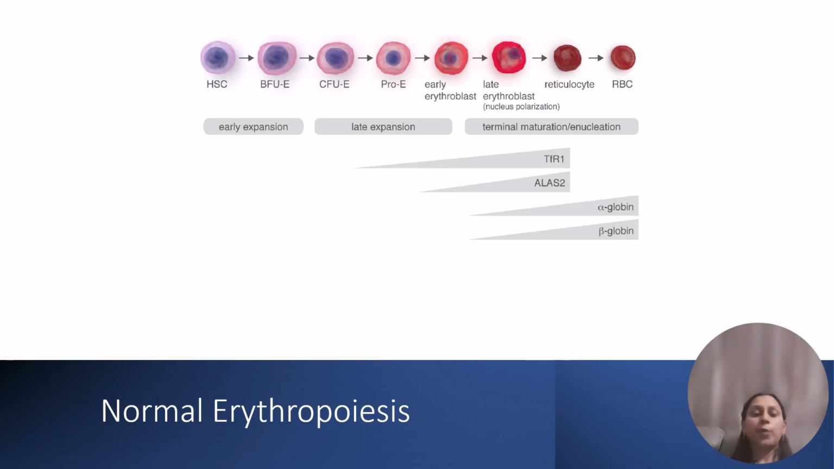So this is how normal erythropoiesis happens. We have the hematopoietic stem cell progressing to burst forming unit, colony forming unit, proerythroblast, early erythroblast, late erythroblast, which includes polarization of the nucleus. Following that, there is reticulocyte formation, and finally RBCs, where the enucleation takes place. If you see here, the transferrin receptors are highest expressed in the late erythroblast and reticulocyte stages. This is when transferrin receptor 1 is activated, and it takes in iron from the circulation for production of hemoglobin. And in the final stage, there is alpha globin and beta globin, which combine to form hemoglobin inside the RBCs.